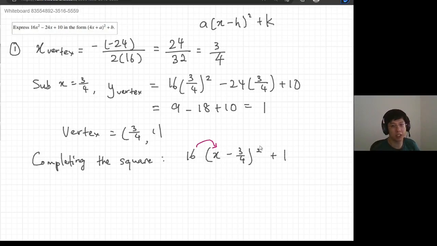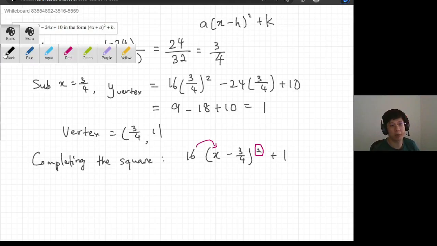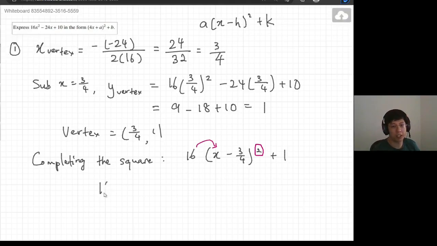But the key thing here is that instead of just expanding that bracket directly, you have to remember that there's a square here. So when 16 goes into the bracket, you're not going to multiply the bracket by 16. Actually, what's happening here is 16 is going into two brackets. 16 is going into (x minus 3/4) and (x minus 3/4). So what this means is 16 has to be split up into 2, so it's going in as 4 and 4, because that's the square root of 16.